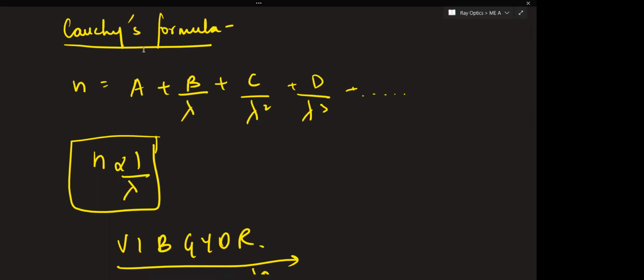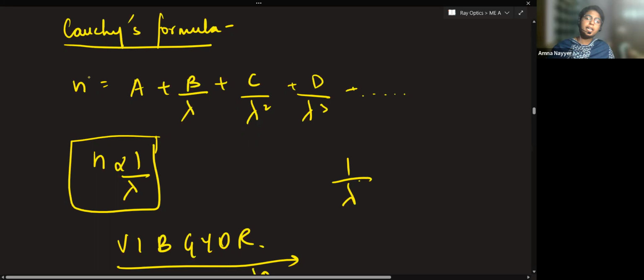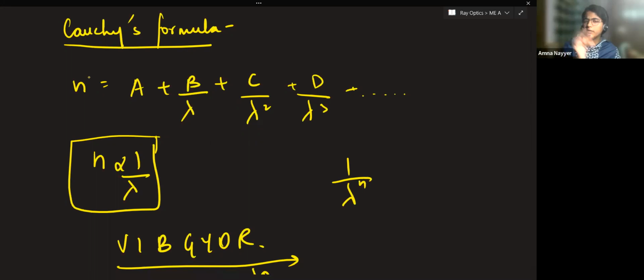Teacher, is it lambda 2 or lambda square? Square, power 1 by lambda to the power n. It keeps on increasing. This is a formula. No need to go into the detailed derivation of the formula. Just remember the formula. If by chance this formula is asked in a 1-mark question, you can at least write this and mention what lambda is. This is a formula that he discovered through his experiments. What basically is of our concern is that refractive index is inversely proportional to the wavelength. So this is square. It will keep on increasing.